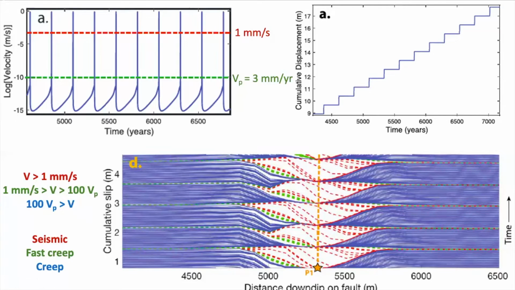Another way that we can look at these results is by looking at the cumulative slip or the cumulative displacement. So here we have cumulative slip on the y-axis and time on the x-axis. And for the purely periodic seismic cycle case, we have this stair-step pattern where most of the slip is being accrued in the periodic earthquakes. In contrast, we can look at a point down here in the creeping region of the fault zone, and we would get this constant line where the slope reflects the plate loading velocity.